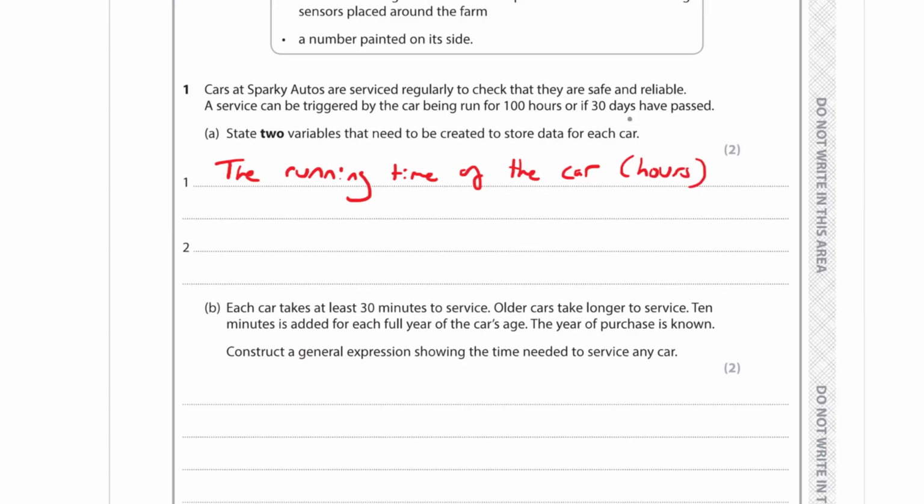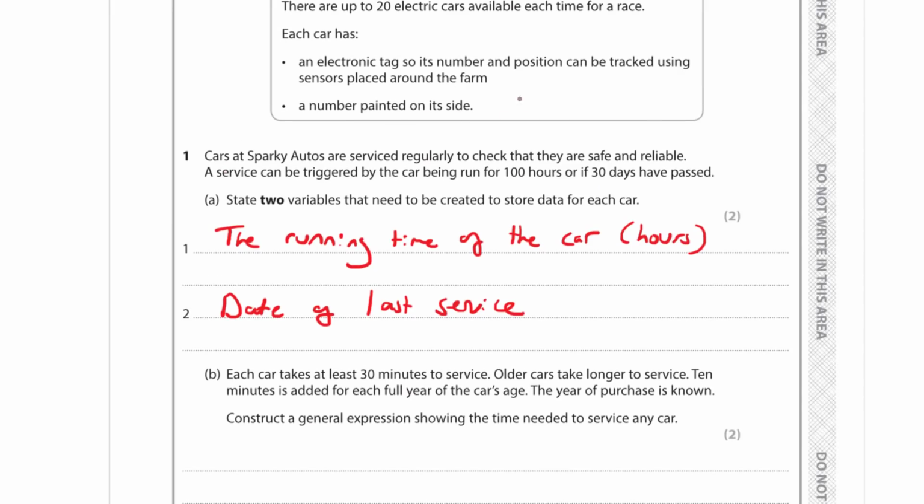And also perhaps the date of the last service, so date, because you'd use that to calculate how long has passed since it. So there are 2 examples. Also, I guess you've told us that it's got a number and position, that would be 2 other variables. So there's lots of examples here that could work for this scenario.